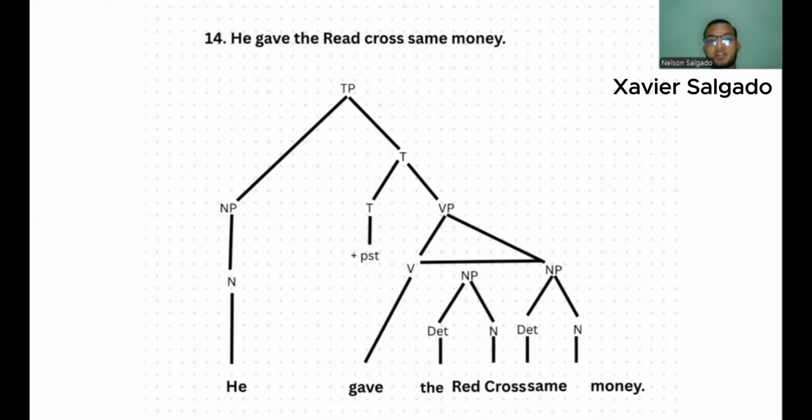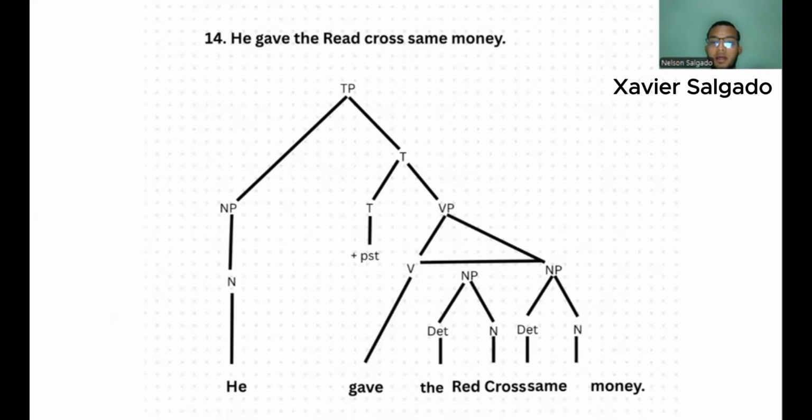We have the TP, that is a tense phrase, NP, that is a noun phrase. We have an N in he. Well, in that T that we have the tense, as we know, that is a past participle. And well, on the other hand, on the right, we have a VP, that is a verb phrase. Down we have a verb, that is give.